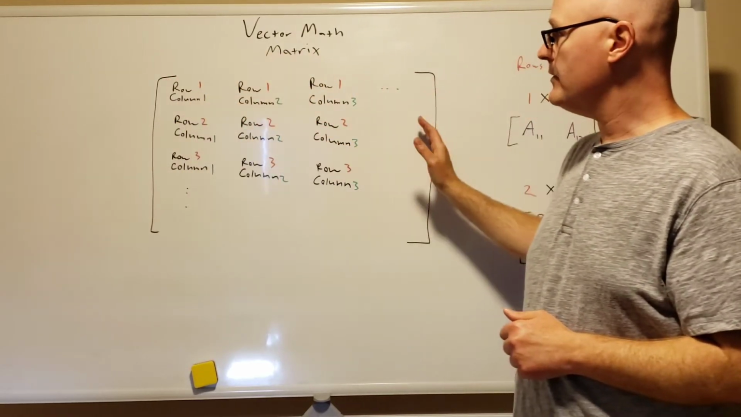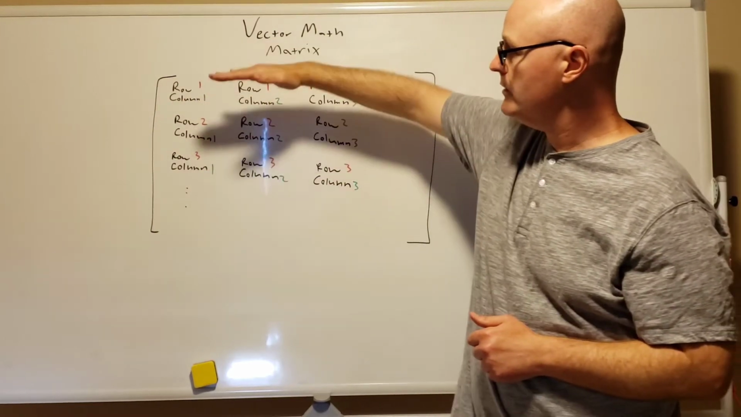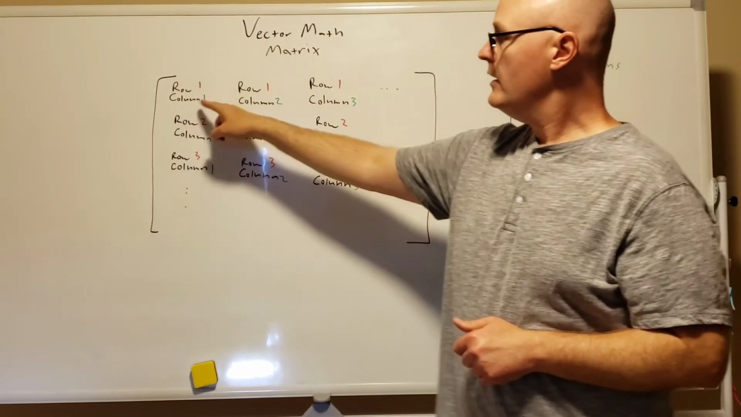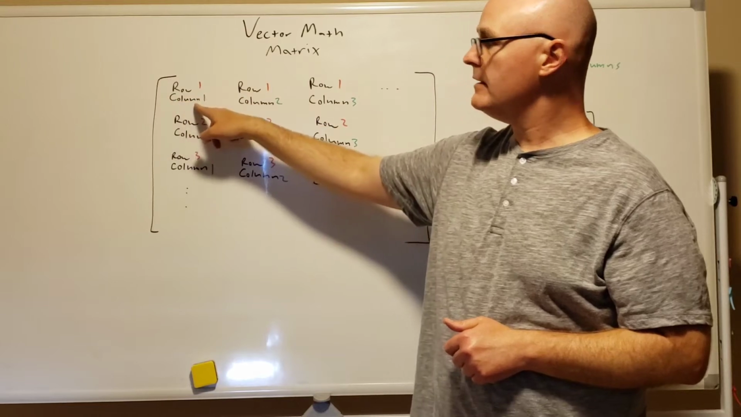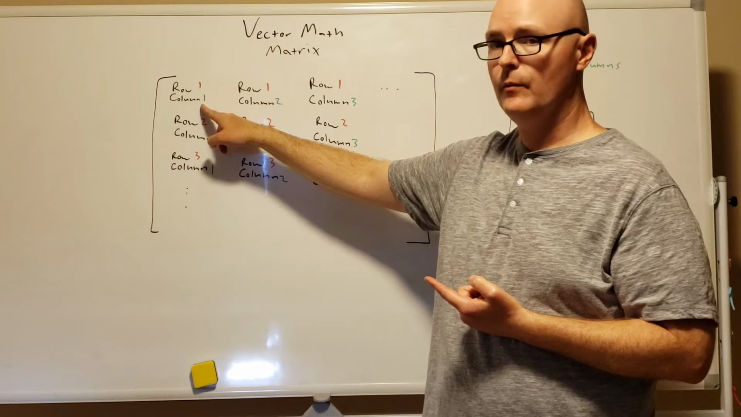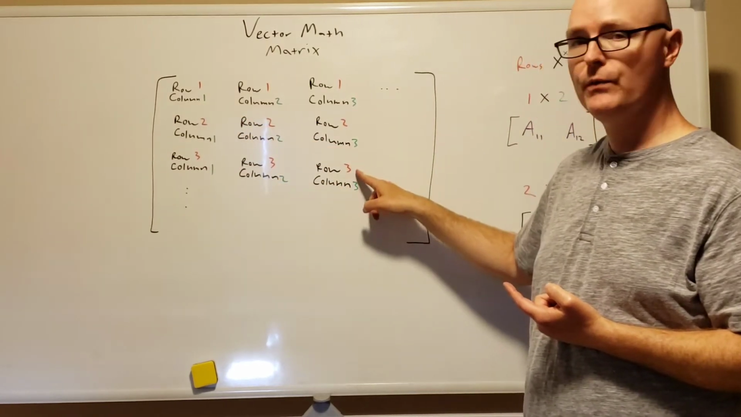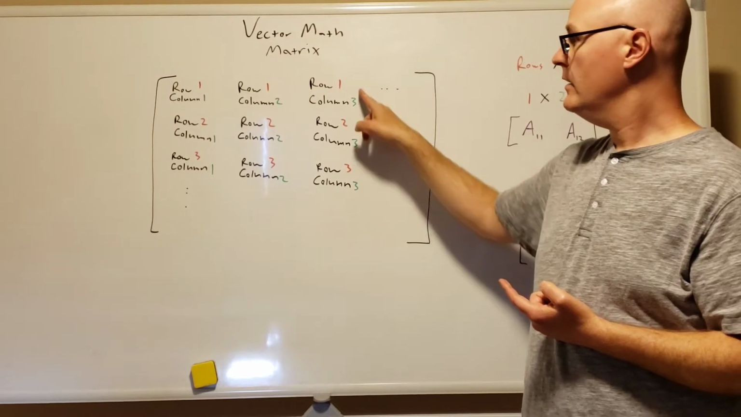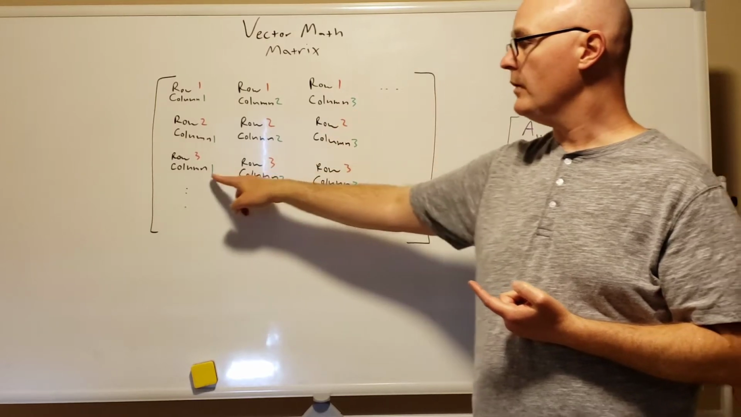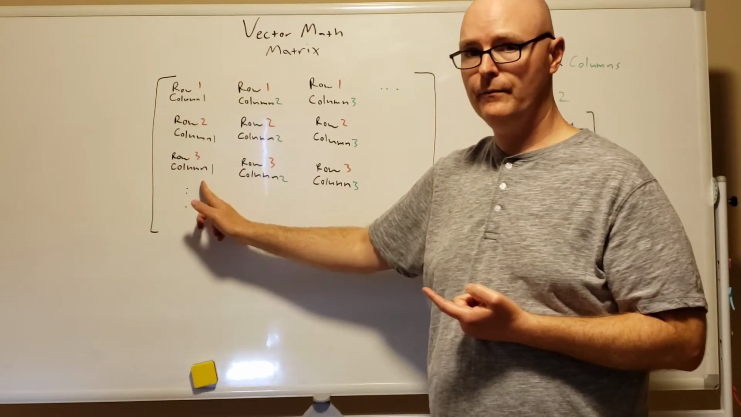So if I have a matrix, it will have rows. The rows are in the horizontal, and it will have columns. Columns are in the vertical. The element that is located in this position will have row 1, column 1. The element that is in this position will have row 3, column 3. The one in this position is row 1, column 3. The one over here is row 3, column 1.